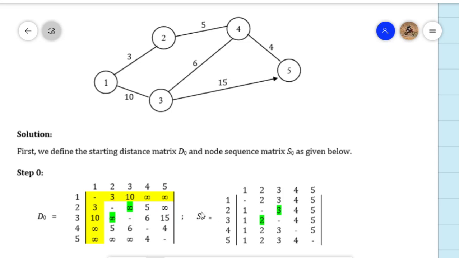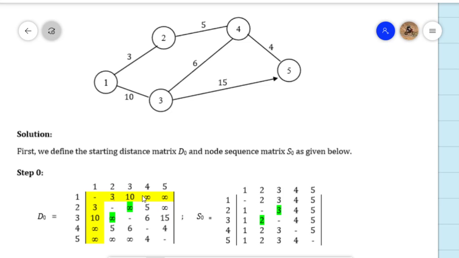Then as for the sequence matrix, we'll still have the rows labeled according to the nodes, and the columns also labeled according to the nodes. But you may see here that the numbers are just arranged 1, 2, 3, 4, 5 for each row, up to the last row, except for the entries in the main diagonal. Notice that the main diagonal is blank. The same is true for the distance matrix.